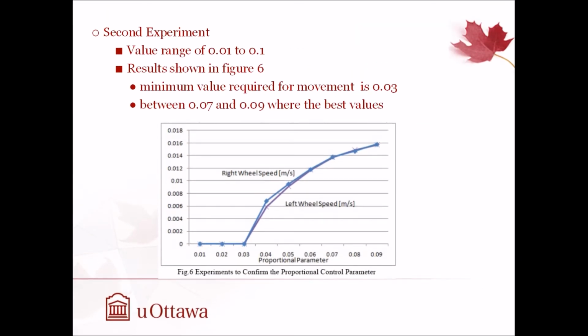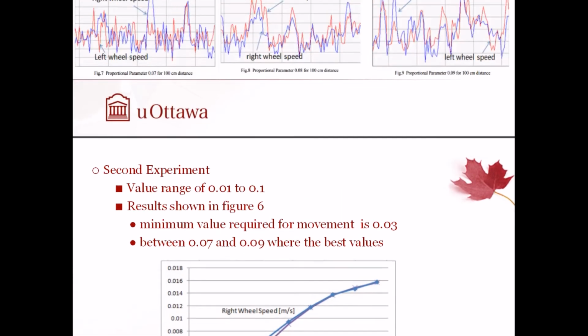So in the second experiment, the values were fine-tuned a little bit more. Range is going to be a lot smaller, from 0.01 to 0.1. And as we can see in figure 6, we require first a value of 0.03 to even get any of the wheels to start moving. And we can see the best results are between 0.07 and 0.09.